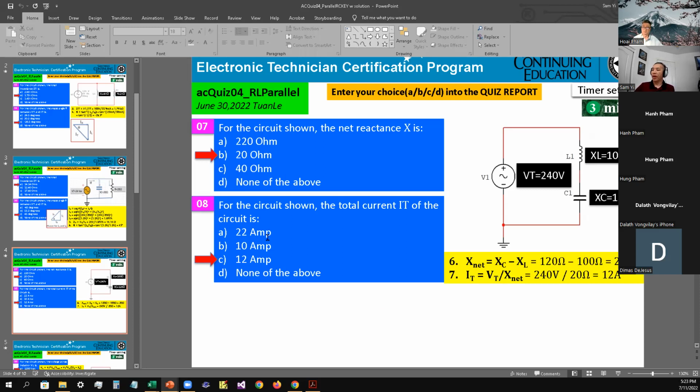Okay, number 8, for the circuit shown, the total current IT of the circuit is, so you have IT equals VT divided by X net. VT is 240 volts divided by 20 ohms. That yields 12 amps. So the answer is C as in cat for number 8. Okay, any question on number 7 or 8?